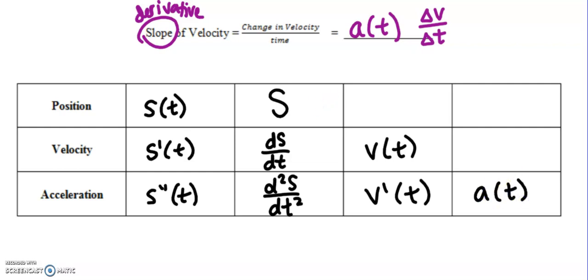So when we think about this, in terms of a list and order, position, take the derivative, you get velocity. Velocity, take the derivative, you get acceleration. So we're taking derivatives in this order. You can anticipate then that if we have acceleration, we could go backwards with the antiderivative to get the layer up above.